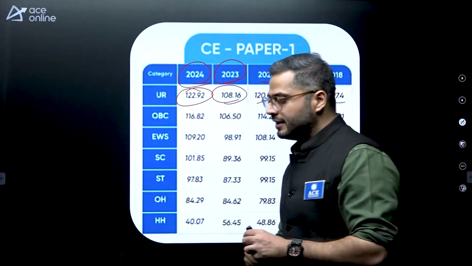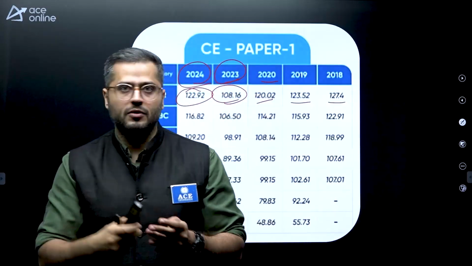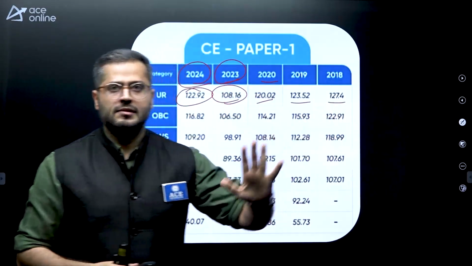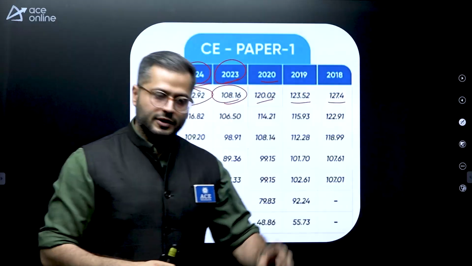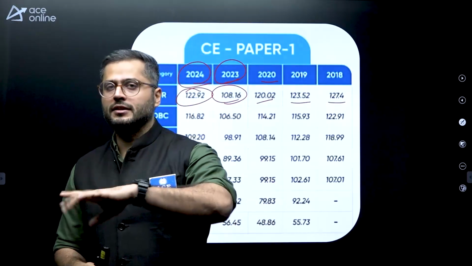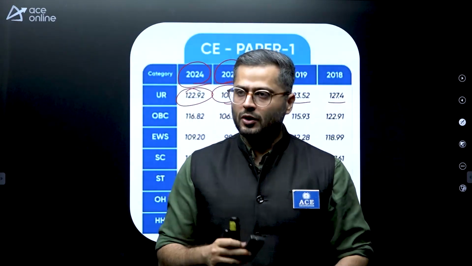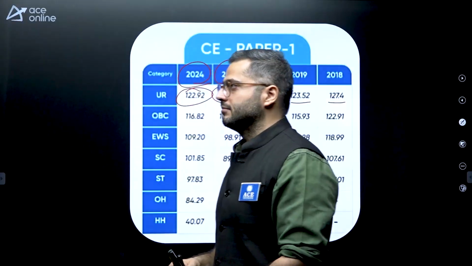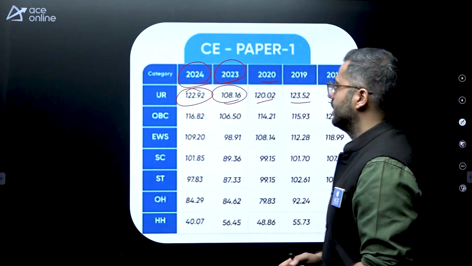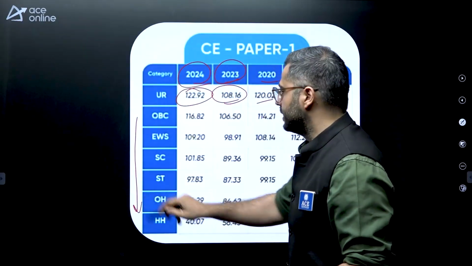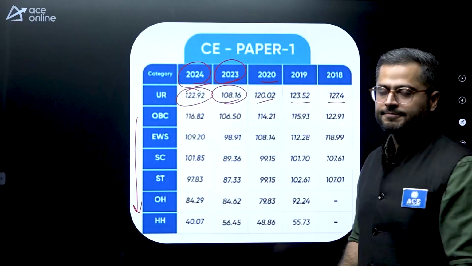So you can see there has not been much difference from what it used to be before COVID, right? This was the point I was mentioning at the start of the video. The cutoffs are not changing in the current times, right? And for other categories also, you can see. You can take a screenshot of this if you want.